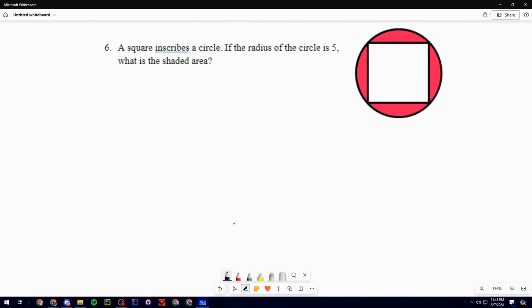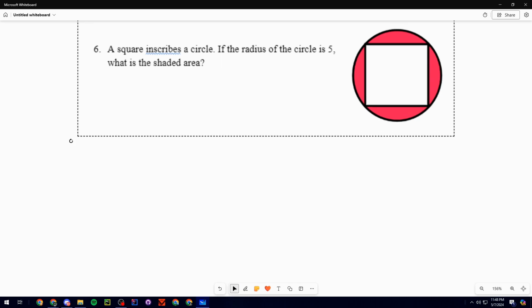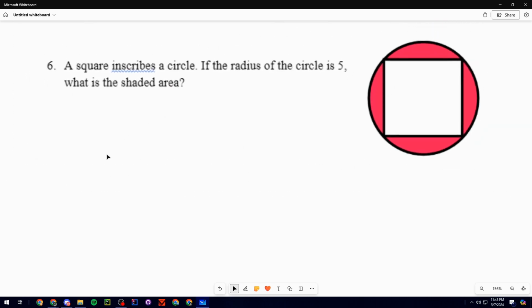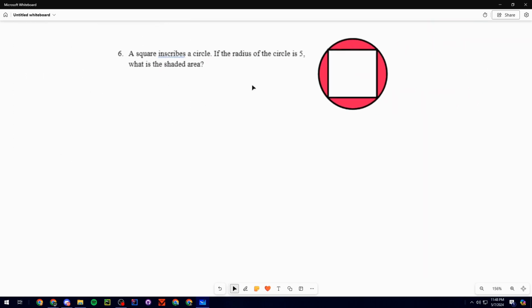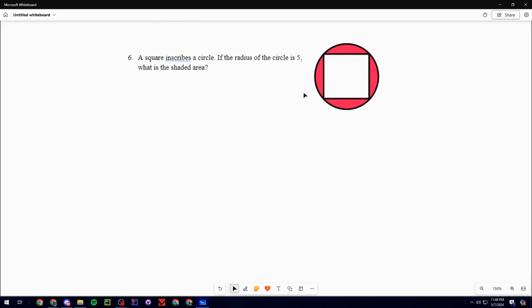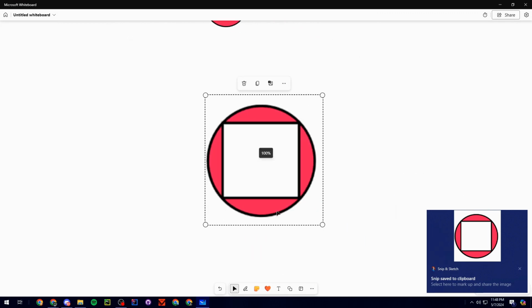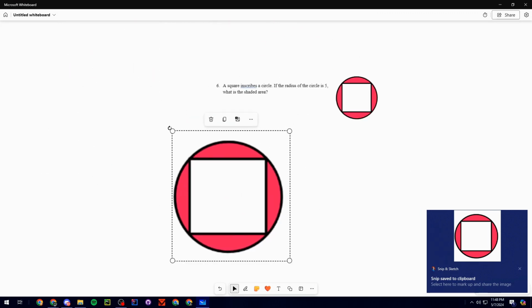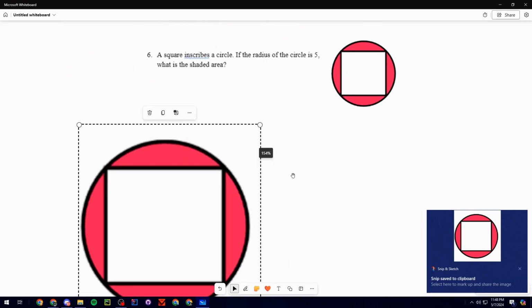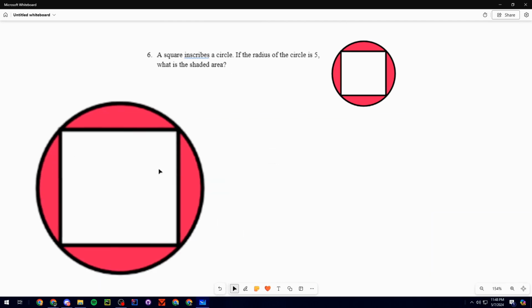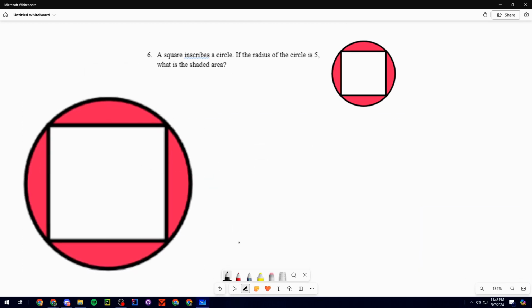But anyway, what I'm actually going to do is enlarge this diagram. Actually, better yet, I'll just have this problem small and then enlarge the actual picture so you guys can see exactly what this problem is saying. Okay, perfect. So we have our diagram here, and the square describes a circle.